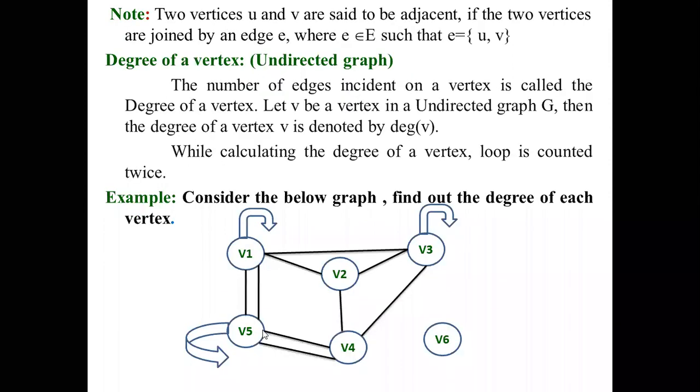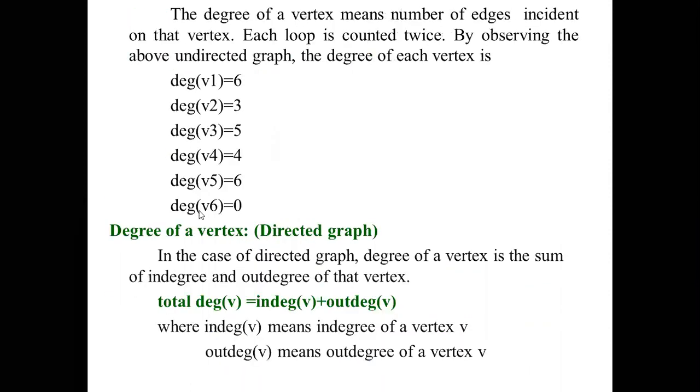Next, the degree of V5. The self loop counts twice. So 2, 3, 4, 5, 6. The degree of V5 is 6. For V6, there is no edge from other vertices, so this is an isolated vertex and its degree is 0. So the degree of V6 is 0 and the degree of V5 is 6. The degree of a vertex means the number of edges incident on that vertex, and each loop is counted twice.